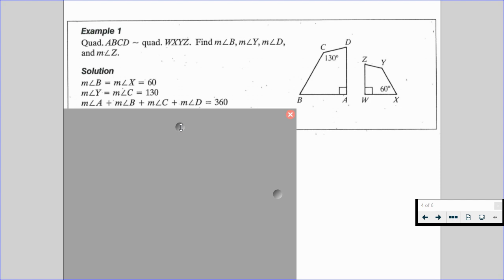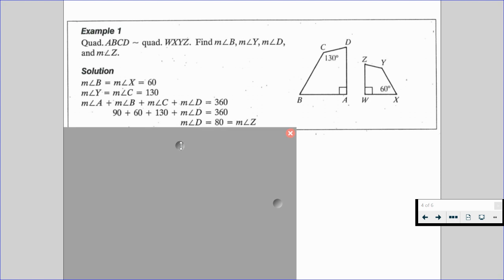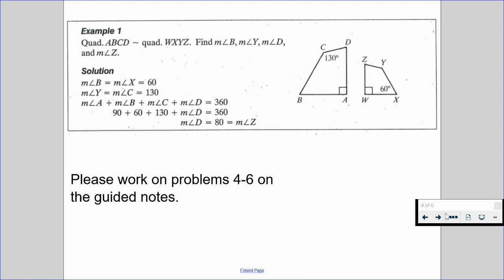We know the measure of angle A plus the measure of angle B plus the measure of angle C plus the measure of angle D is equal to 360 because the sum of all the angles of a quadrilateral is 360. So as we substitute in our values, we can find the measure of angle D is 80 degrees, which is also going to be equal to the measure of angle Z. Awesome. With this in mind, please work on problems 4 through 6 on the guide. Resume when you're ready to move forward.